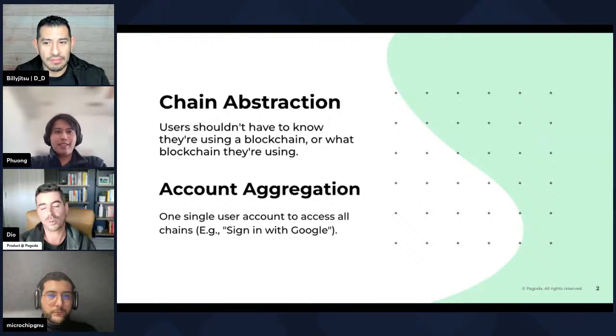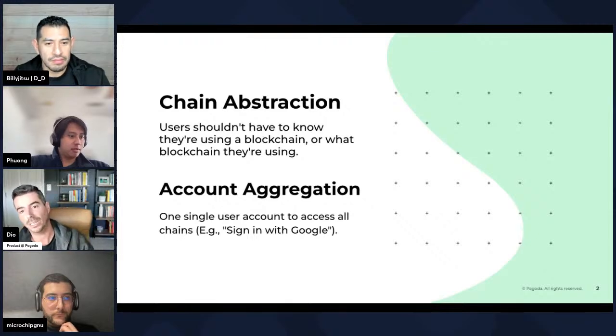The first one is chain abstraction. It's very easy to understand, but basically what we mean is that users shouldn't have to know that they're using the blockchain or what blockchain they're using. And we're seeing some real use cases of that on apps, Sweatcoin being one of them. They abstract a lot of the blockchain complexity, and Cosmos is also one that has a lot of active users, and they also abstract a lot of that complexity away from users. And we think that's key to win in Web3.